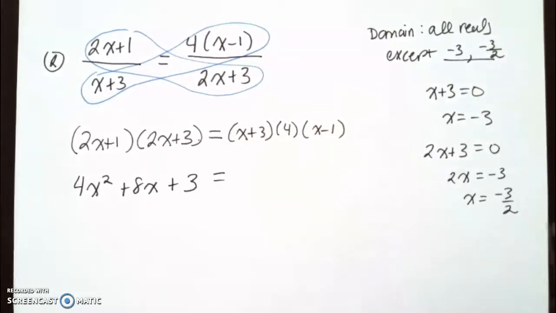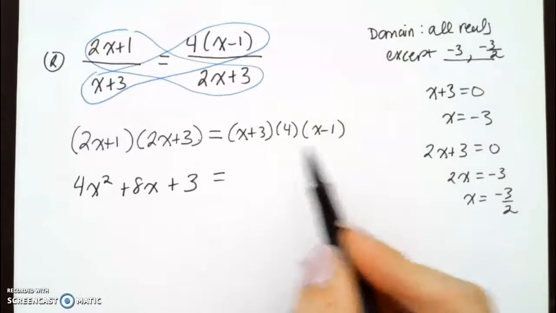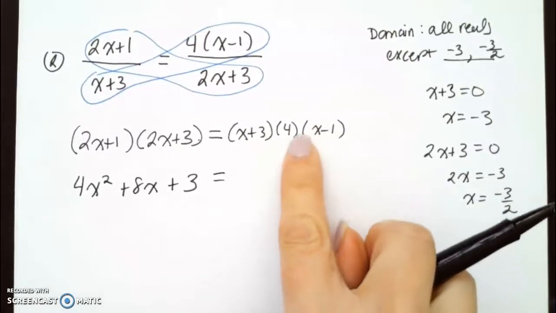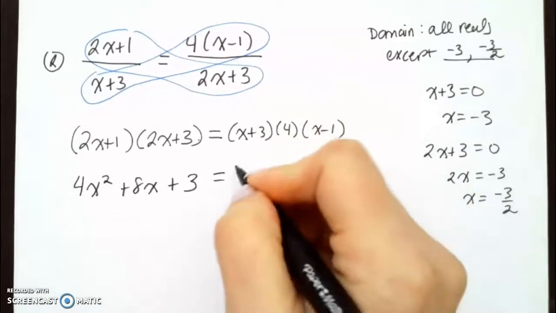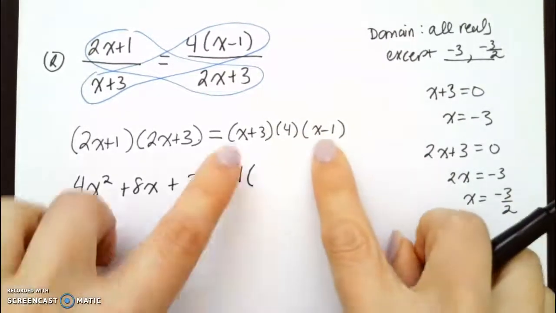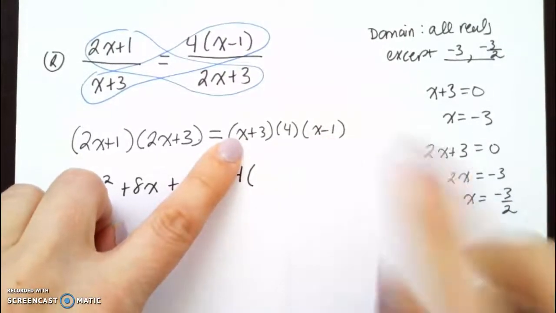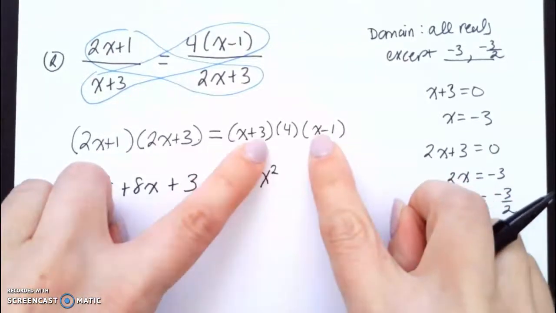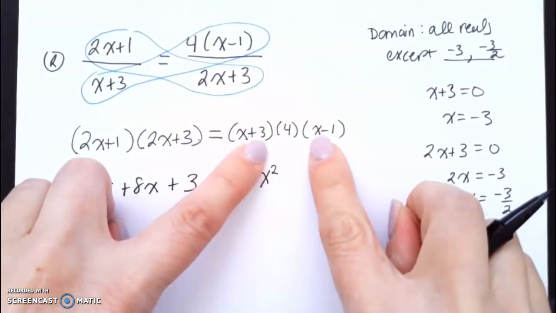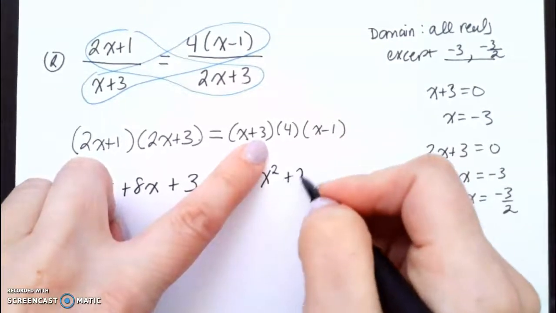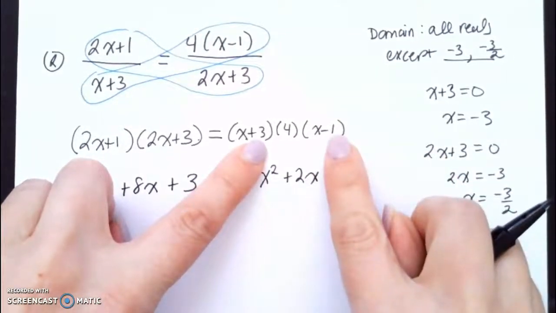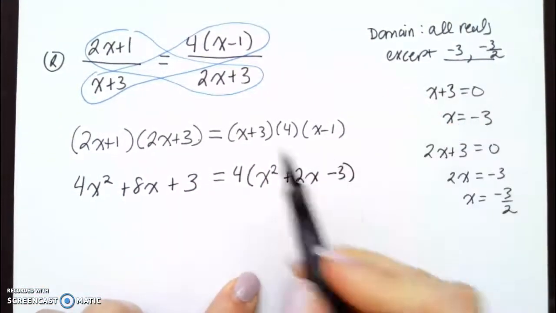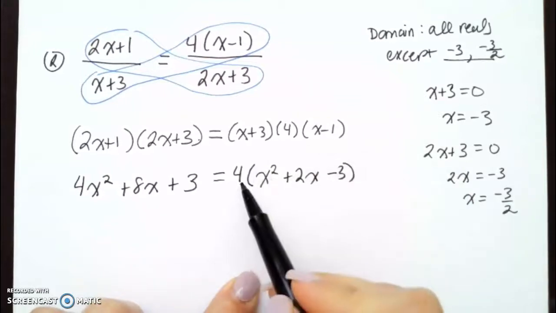Now on the other side. Let's see. So I'm going to multiply the two binomials first, and then I'll distribute that 4 after. So I'm multiplying x times x, which is x squared. The outside is negative 1x. The inside is positive 3x, so that's positive 2x. And the last product is negative 3. So I multiply the two binomials together first, and then I'm just going to distribute the 4.